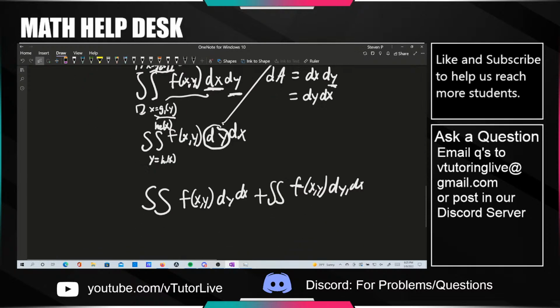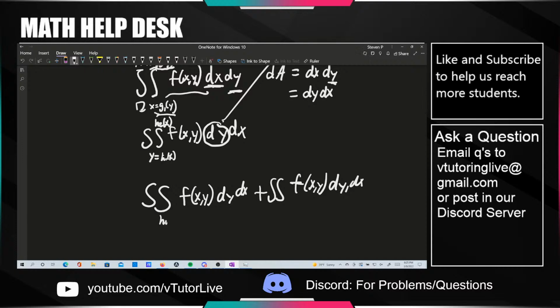Right, so basically the idea is, if this is h1 of x going to h2 of x, you've got to split it apart, right? Because this is h3 and this is h4.